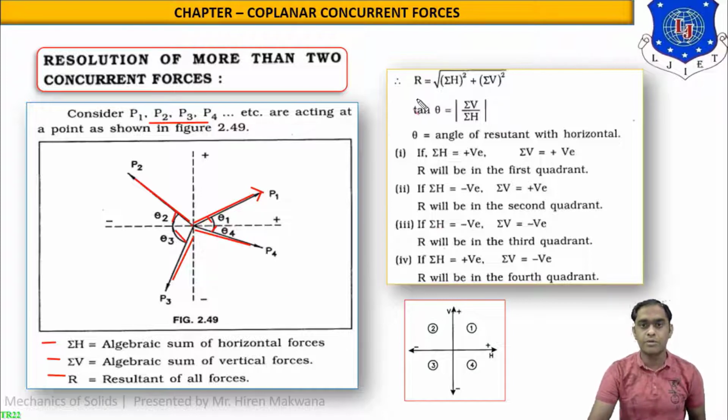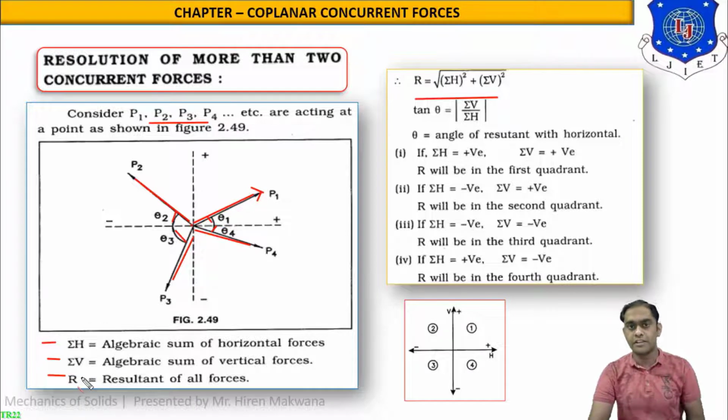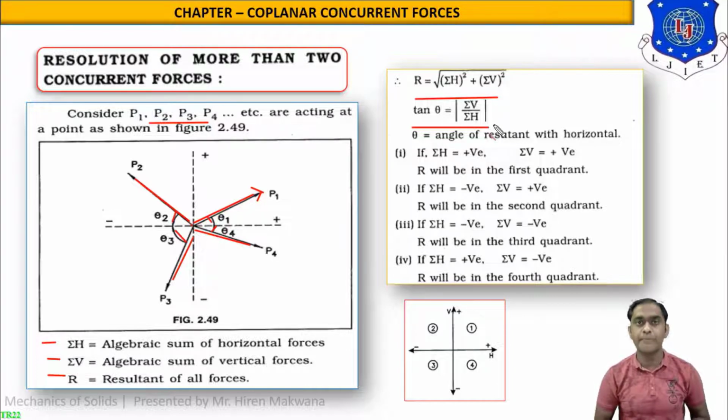The formula to find the resultant is the square root of sigma H square plus sigma V square, in which sigma H and sigma V are those we found earlier. Now what is tan theta? Theta is the direction of the resultant, and to find theta, the formula is tan theta equal to mod of sigma V upon sigma H. Mod means positive value. Sometimes either sigma V or sigma H can be negative, so to make the angle positive, we have to take the mod of the value. By taking tan inverse, we can find theta, which gives the direction of the resultant.